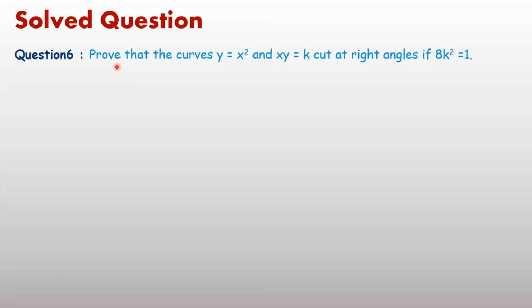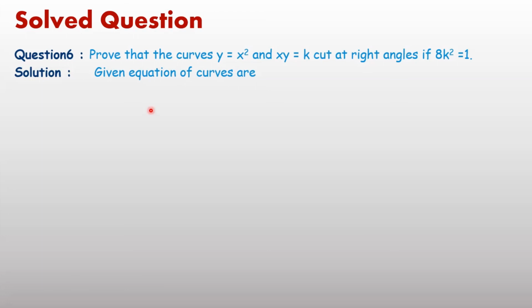Now next, question number 6, the last question, and this question is very important for board examination purposes. Prove that the curves y equals x square and xy equals k cut at right angle if 8k square equals 1.